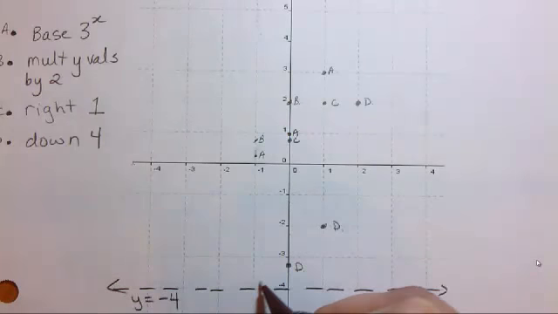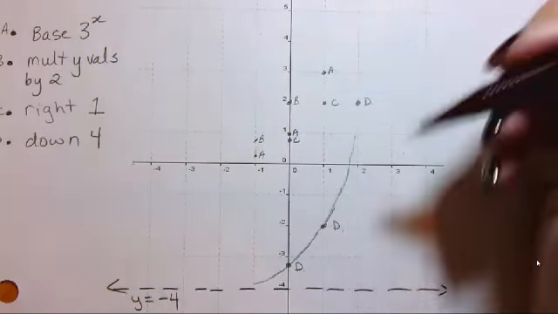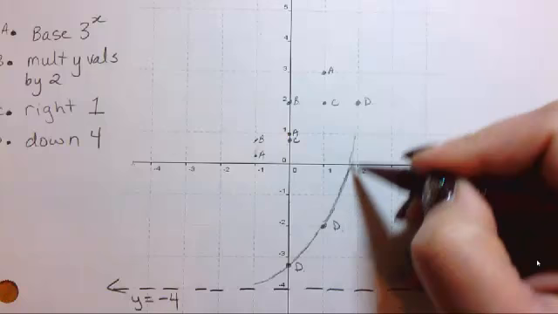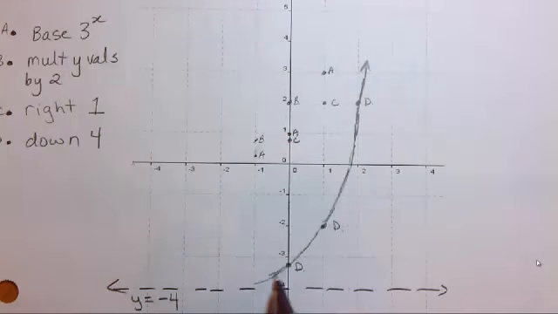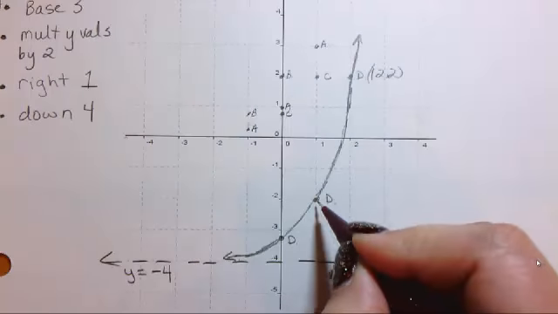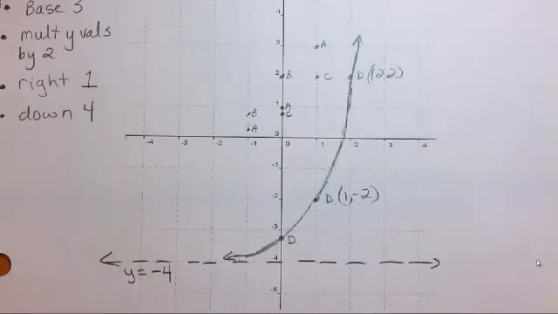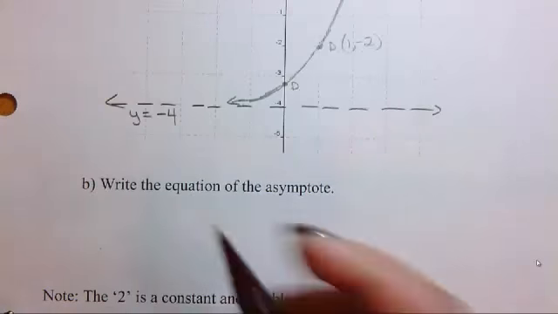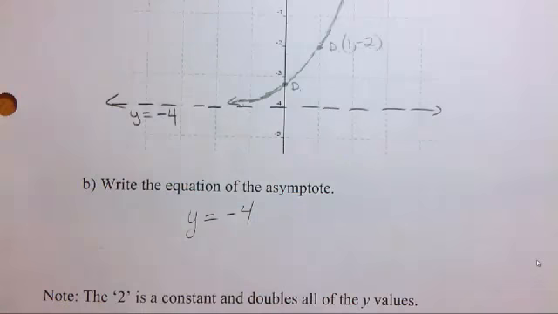All right, so now connect these with a nice smooth curve. And put arrowheads on the ends, make it look pretty. Okay, and there you have it, folks. So this point right here is 2, 2 that I end off with. This point right here is 1, -2. Beauty. All right, so now the equation of the asymptote, and I've already written that up there. It's y equals -4.